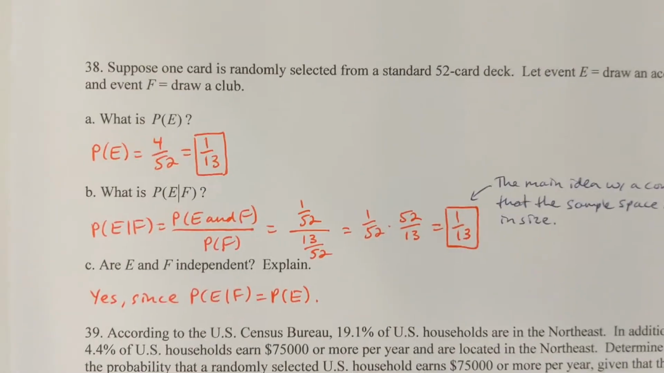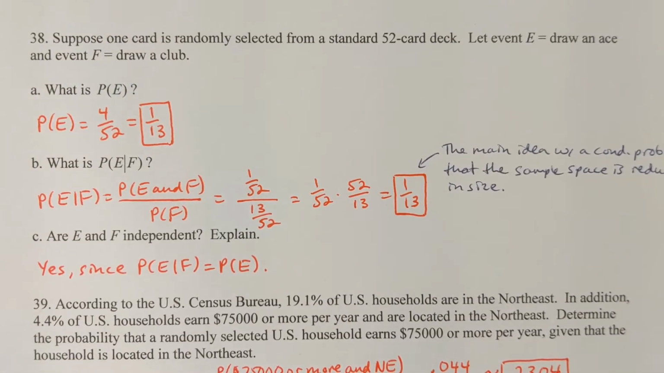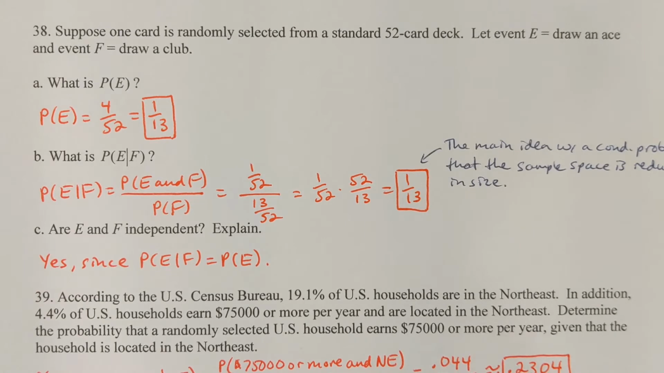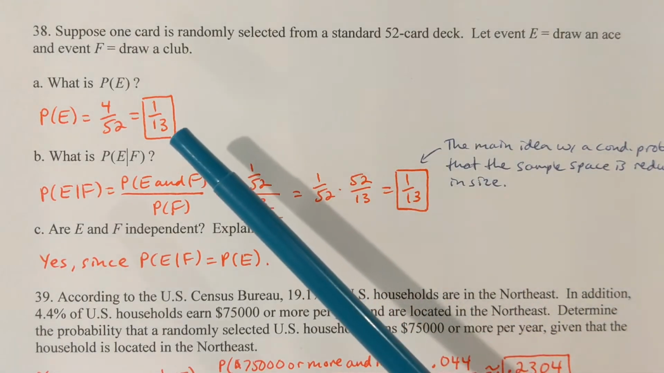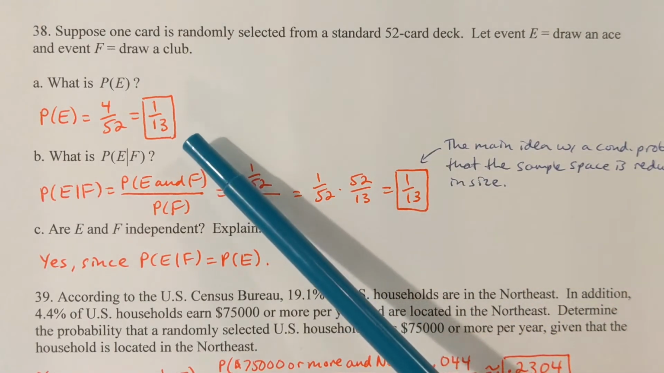Problem 38 is another example. It says, suppose that one card is randomly selected from a 52-card deck. Let E be the event that you draw an ace, and F be the event that you draw a club. Part A, what is the probability of E? Well, there are 4 aces in a deck of 52 cards. 4 over 52 is 1 over 13. Nothing new there, that's just a basic probability.